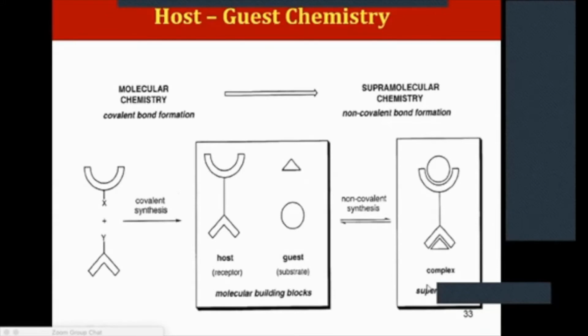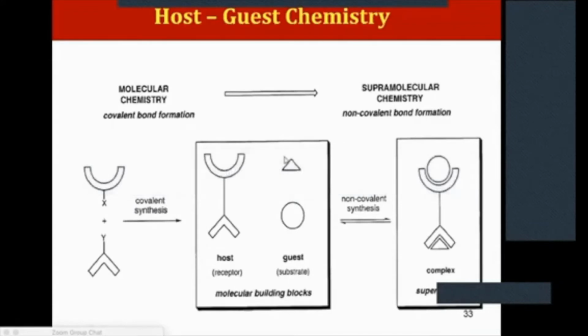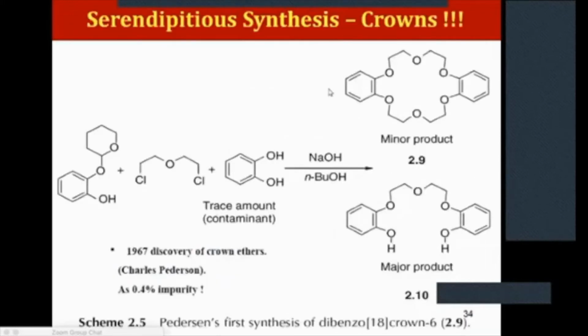How did it develop? Professor Pedersen, in 1967, discovered the crown ether. This is what is called crown ether, dibenzo crown ether. He did small organic reactions to prepare a bisphenol, this molecule. But he got an impurity of 0.4%. Synthetic organic chemists, note this: we should not leave out the impurities present in any reactions.